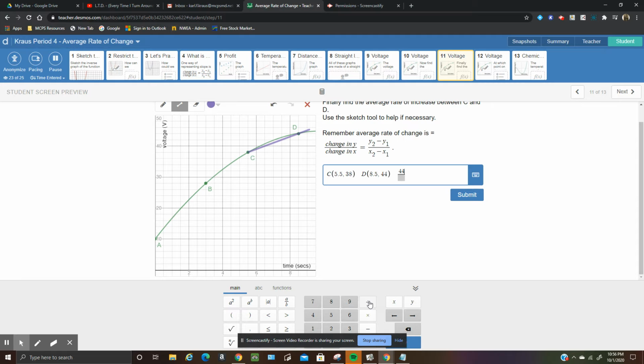Total slope, our rate of change, is 44 minus 38 over 8.5 minus 5.5. And that's 6 over 3, and that would be 2 volts per second.